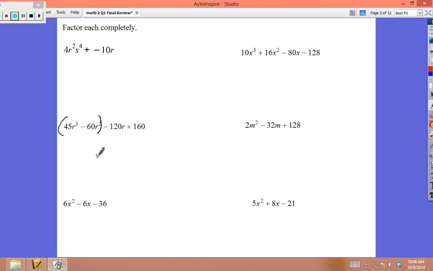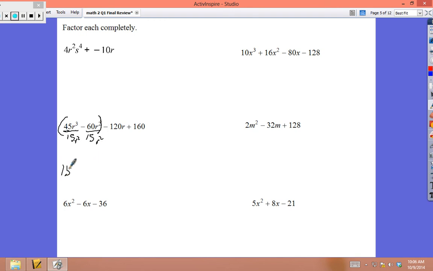No. Maybe it is just 5. Okay, let's divide them both by 5. No, it is not 5. It's 15. I can divide both these guys by 15. And since it's bigger than 5, I'm going to use 15. And I can take R squareds out of both of them.